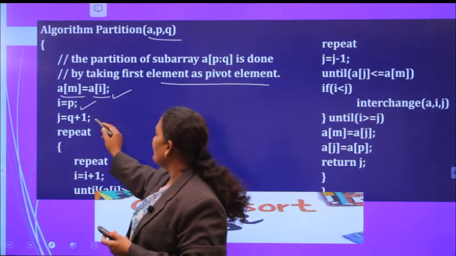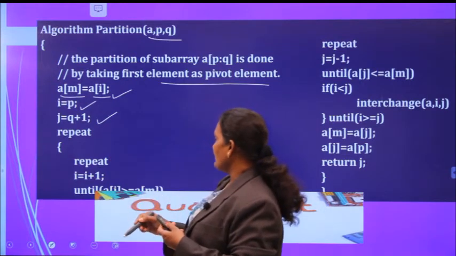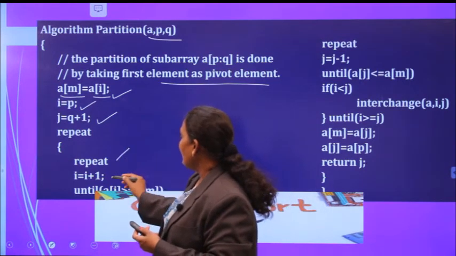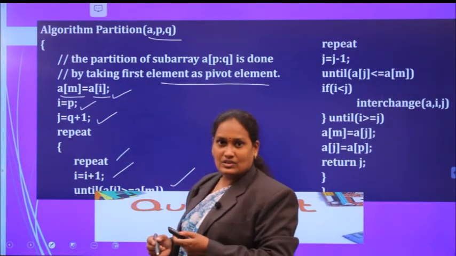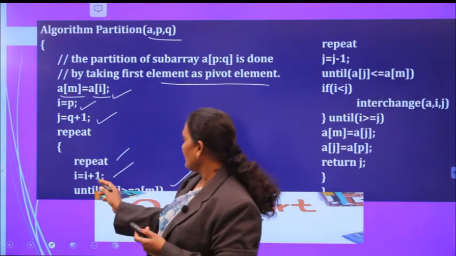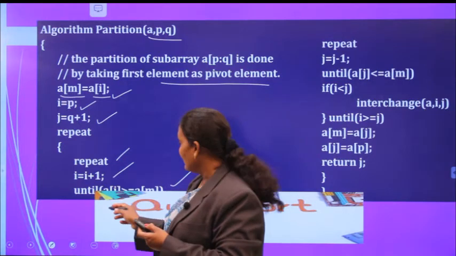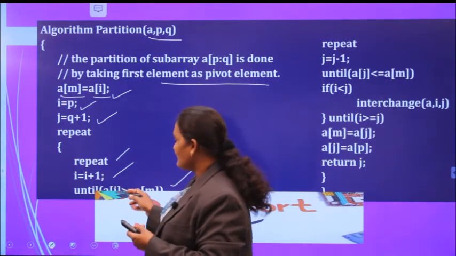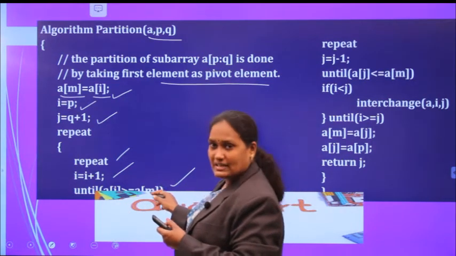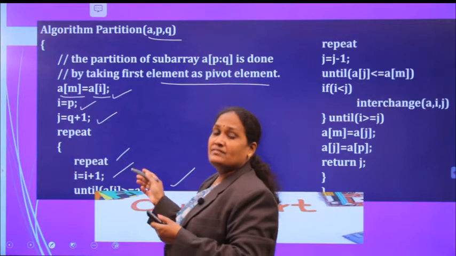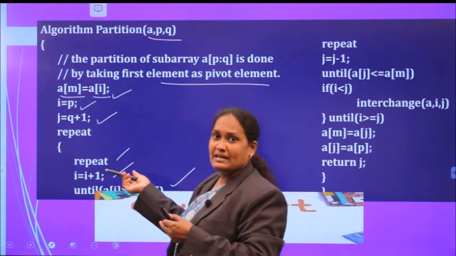i is equal to p and j is equal to q plus 1. Here we are going to repeat this process. What process are we repeating? Let us see. Repeat i is equal to i plus 1 until a of i is greater than or equal to a of m. Here what I am doing? i is equal to i plus 1, till that condition is reached: a of i greater than or equal to a of m. That is, we are finding the element greater than the pivot element from the left side.